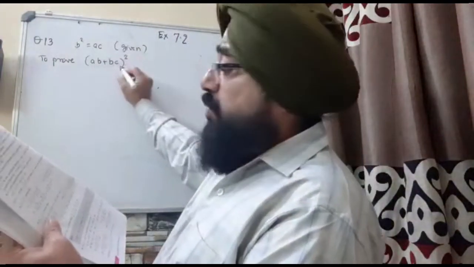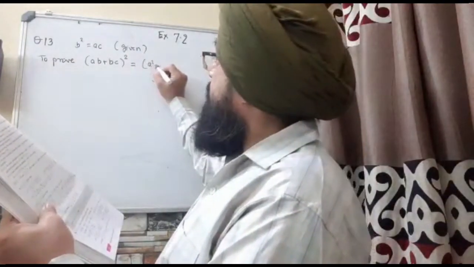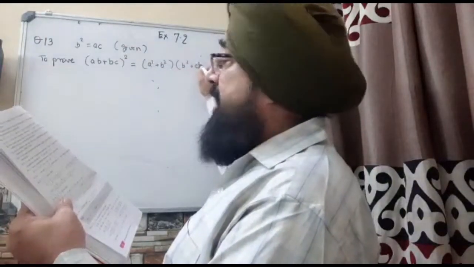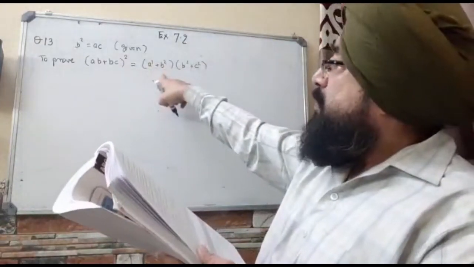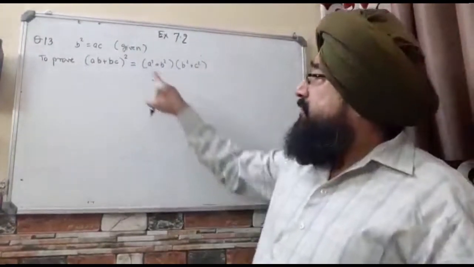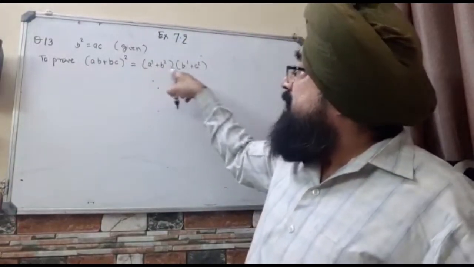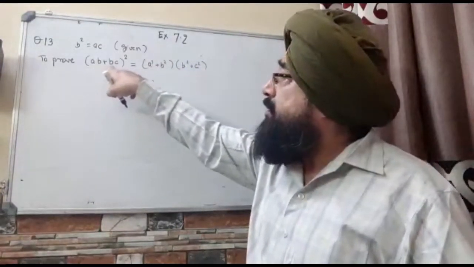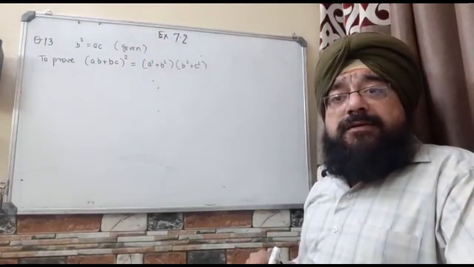That means square of this is equal to A square plus B square into B square plus C square, meaning we need to prove that AB plus BC is the mean proportion of A square plus B square and B square plus C square. So if AB plus BC needs to be the mean proportion between A square plus B square and B square plus C square, that requires proving that (AB plus BC) square is equal to (A square plus B square) into (B square plus C square), isn't it?